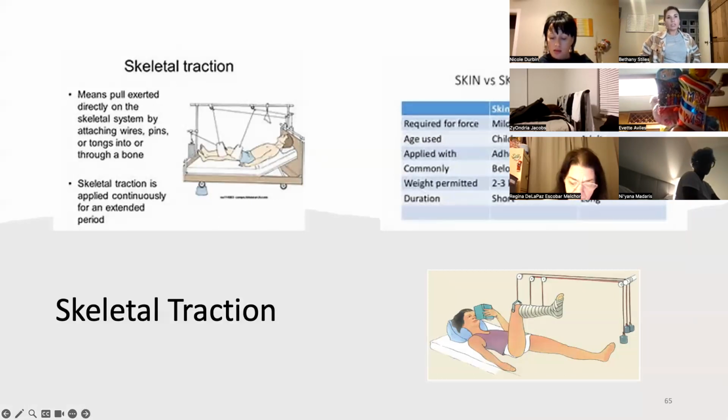For skeletal traction, it's important that we are preventing infection. So we need to be doing good skin assessments, making sure our patients are hydrated, making sure they're doing their deep breathing so that we're preventing pneumonia and aspiration, and then giving them the pin care.